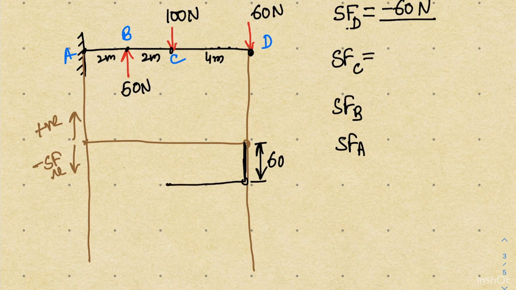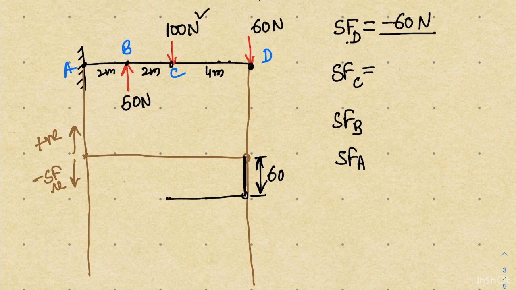When I reach point C, the second load of 100 Newton is there. So I can assume that when I started from D, the total load in my hand was 60. When I reach point C, the load will increase by an amount of 100. So the shear force at point C will become what? Earlier I had 60 Newton load, and then again a 100 Newton load in the downward direction, so the total shear force will be minus 160 Newton.